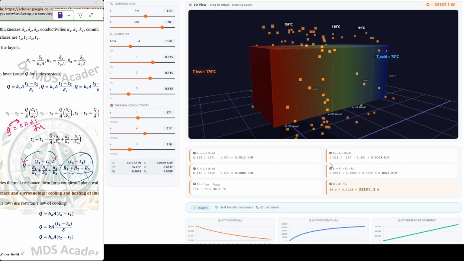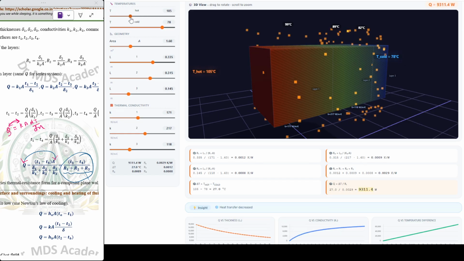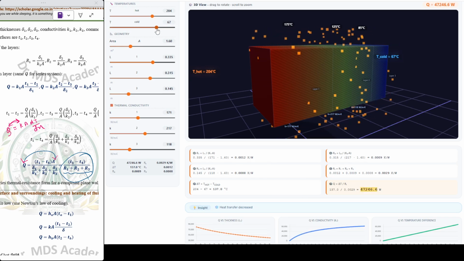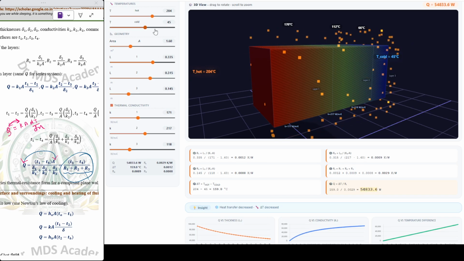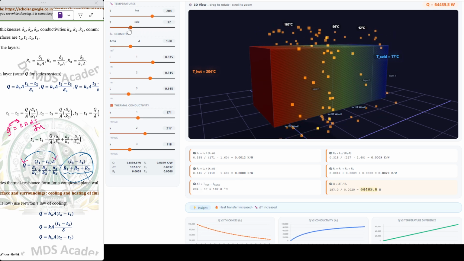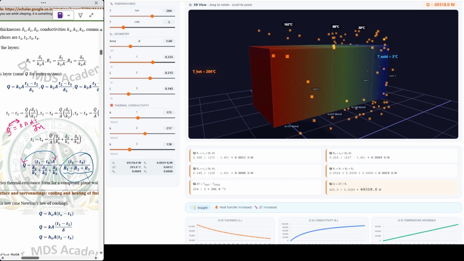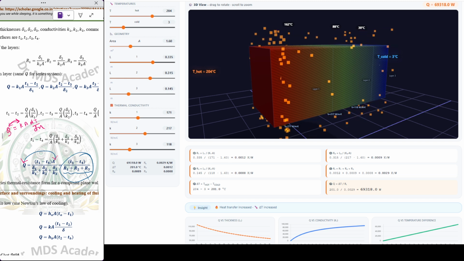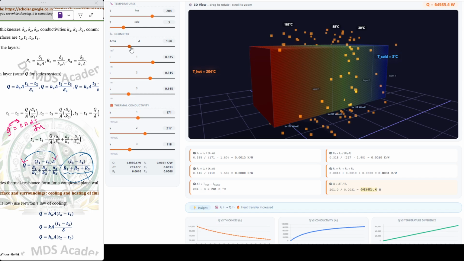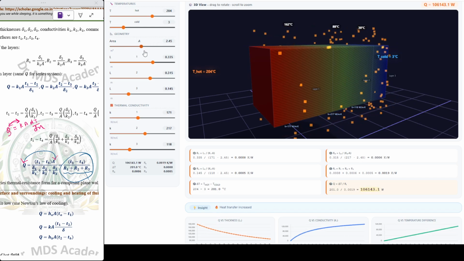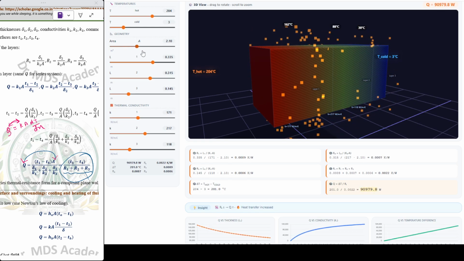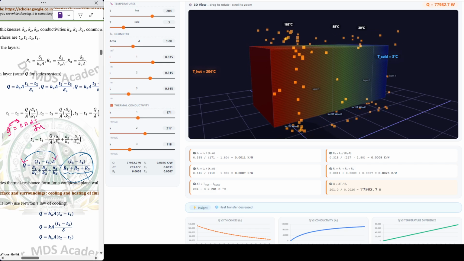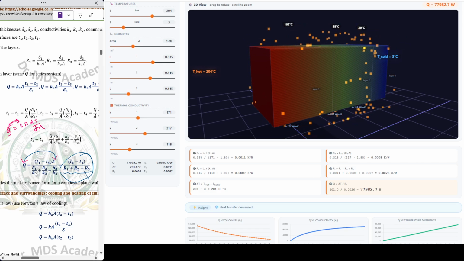Change in temperature has no effect on R. When you are changing the T hot, there is no effect on the resistance. Similarly, when you are changing the T cold, there is no effect on the resistance, because temperature has no direct connection with resistance. As you are increasing the A value, all resistances are changing. The resistance formula is R equal to del upon K into A.